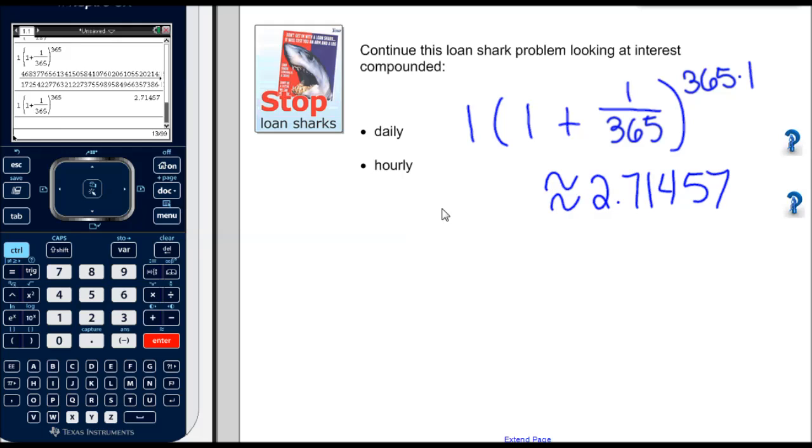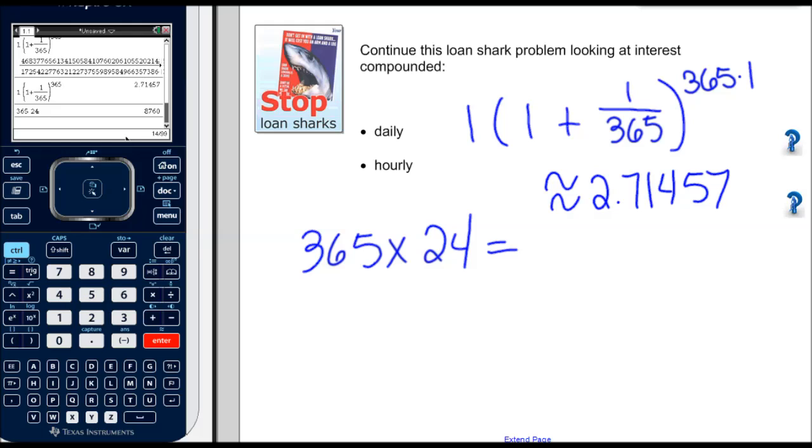Okay, hourly. So we know there's 365 days in a year. We know there's 24 hours in a day. That can give us the number of hours in a year. So 365 times 24, we get 8,760 hours in a year.